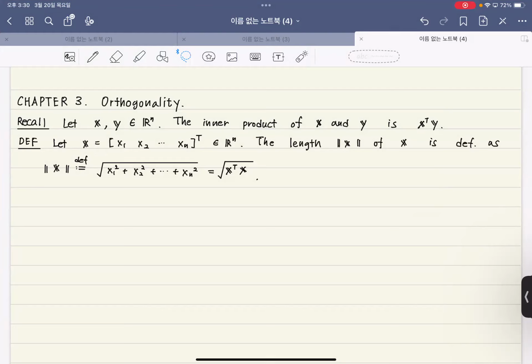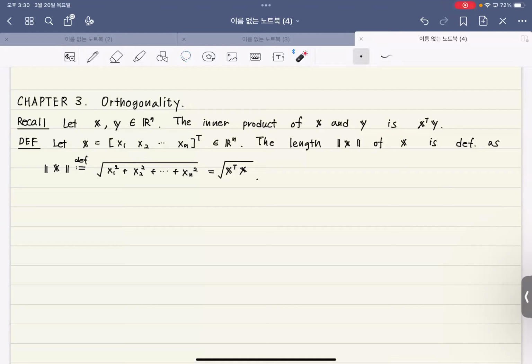Now we are turning to chapter 3 about orthogonality. As you know well, being orthogonal means two lines are intersecting at a 90-degree angle. I want to translate the notion of orthogonality into the world of linear algebra. In order to do that, I will need to begin from the notion of the inner product and the length. So what is the inner product?